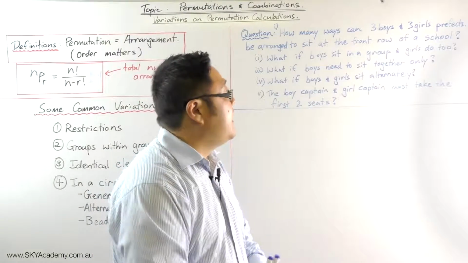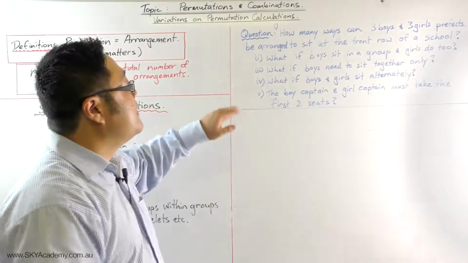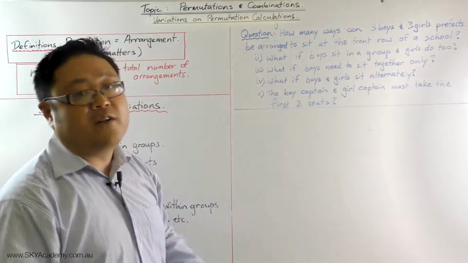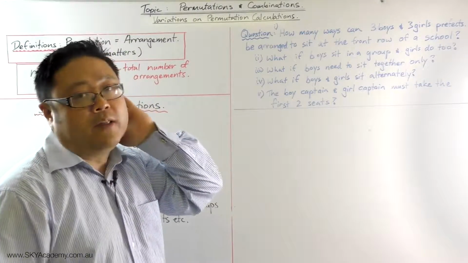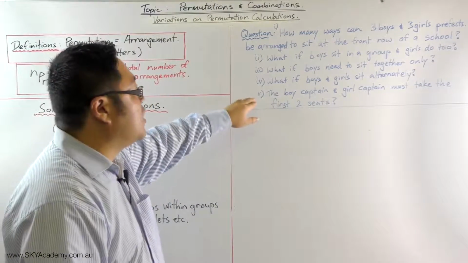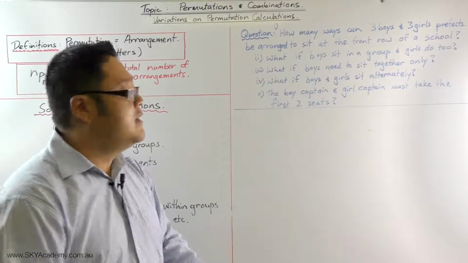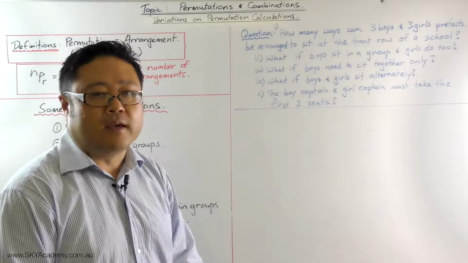So let's have a look at a specific example on the board. There's a number of parts, 1, 2, 3, 4, 5 parts. My hope is that by the time we do part 5, you will have cottoned on to how to deal with things, right?